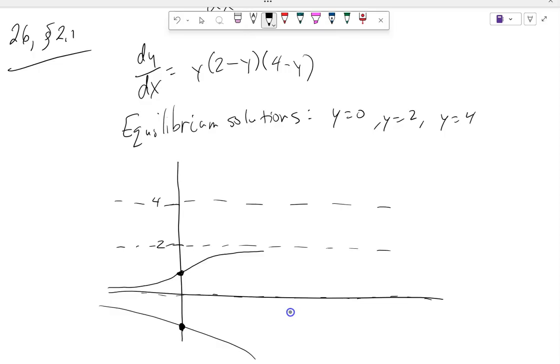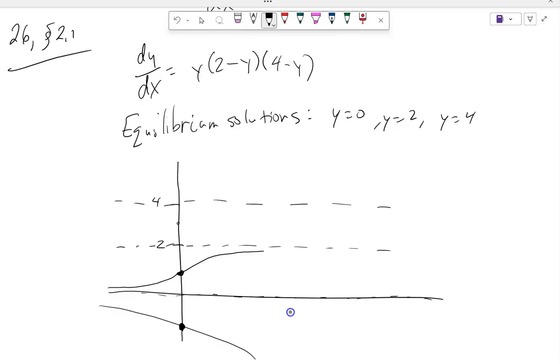So now you should be able to answer the question, what kind of equilibrium is y equal to 0? Is it stable, is it semi-stable, or is it unstable? Unstable, right? Good. Because both directions it flew away from the equilibrium. Okay.